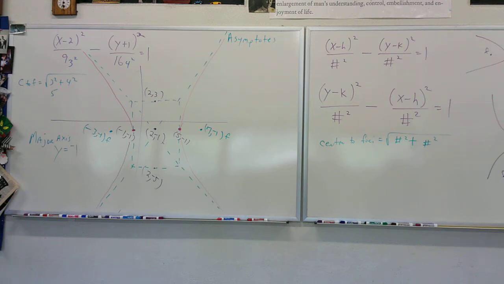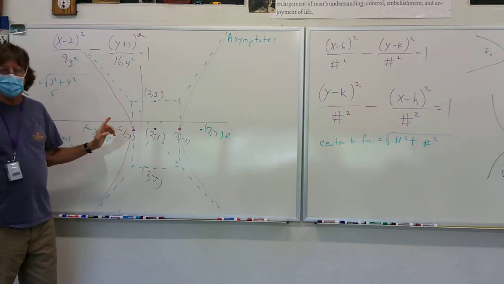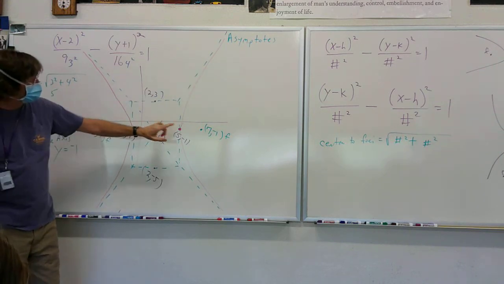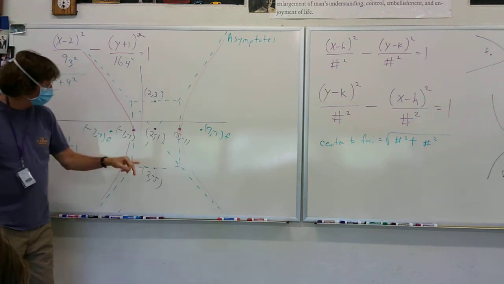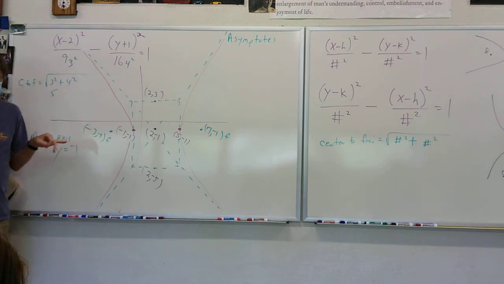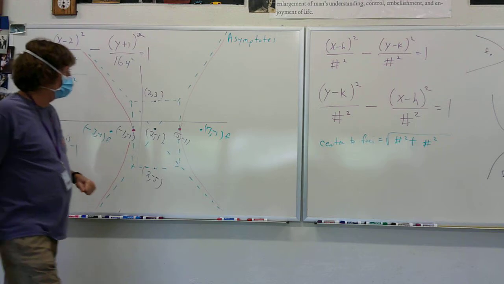How'd you get the foci? I did 3 squared plus 4 squared, 9 plus 16, then I got 5, took the square root. Is that all right? Then remember, you always count from the center. And it has to go into the opening. So it's going to be 2 plus 5, 7, 2 minus 5, negative 3. Is that enough information? Does that help? Okay. And you're doing your count.